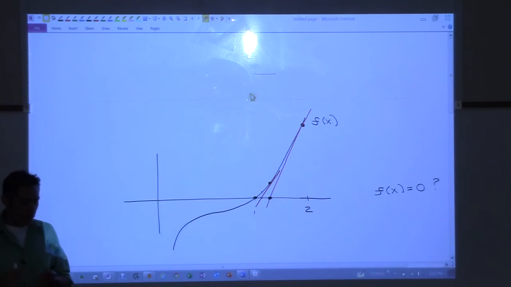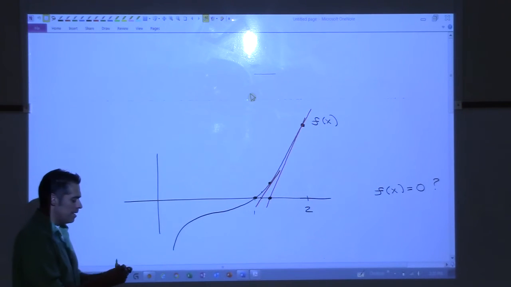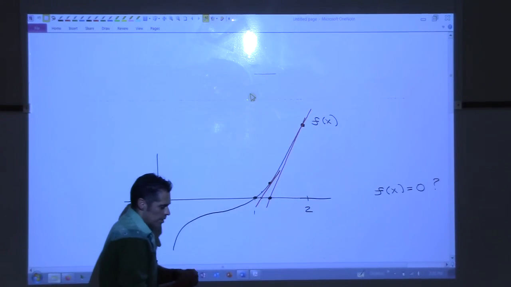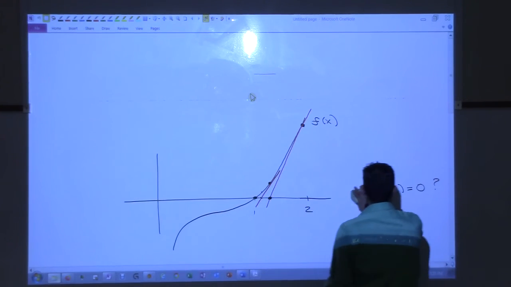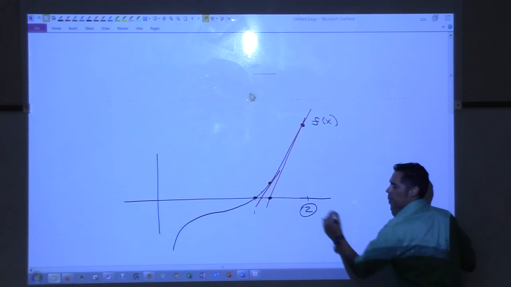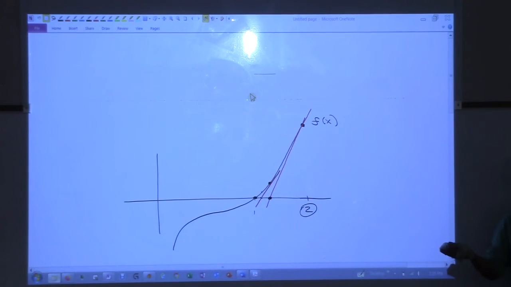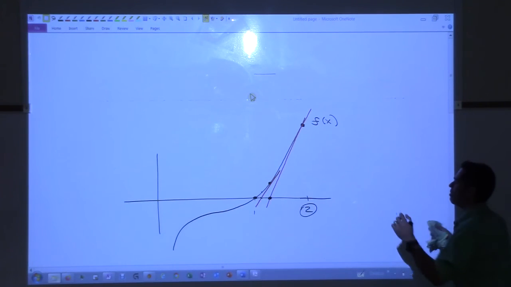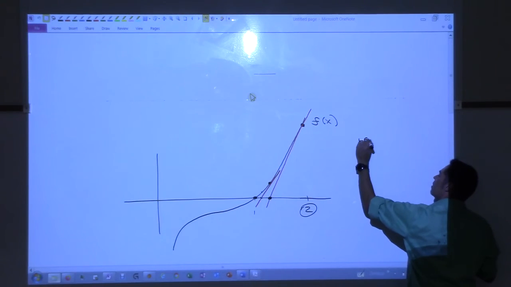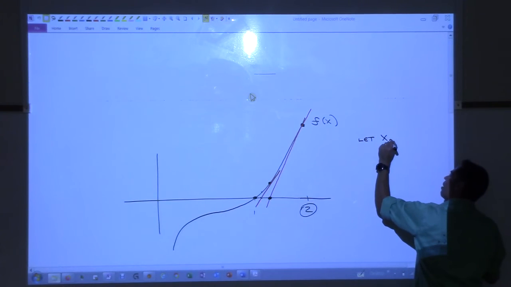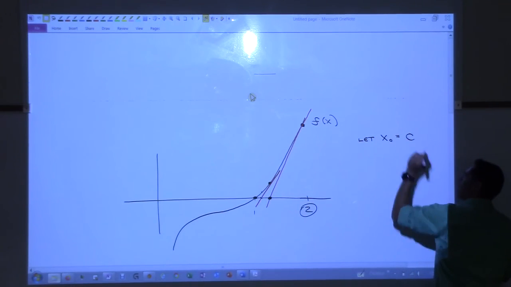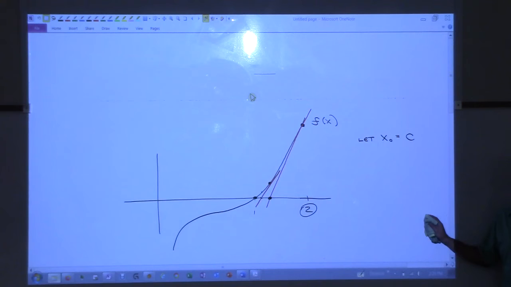And that's what just happened on that computer. It's Newton's method. So let's see if we can come up with the algorithm. I think you would agree that the first point that I picked here was truly a guess, right? So let's start the algorithm by saying, let x sub 0 be equal to c, where c is just some constant. This is our guess.